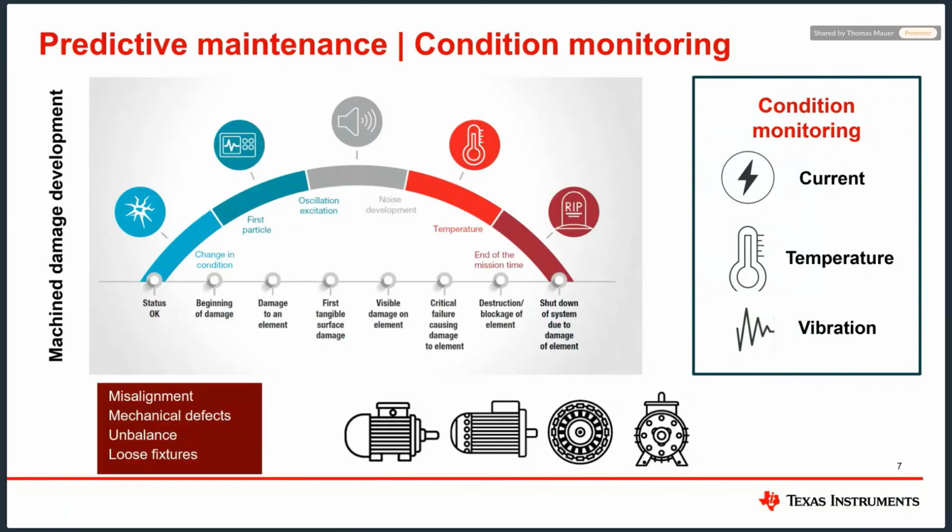This could be all related either to misalignment, mechanical defects, unbalance, and loose fixtures. And for this, one of the methods is to measure the vibration. So attach a sensor to this motor to record the vibration on a constant basis, and then share this result with a smart algorithm.